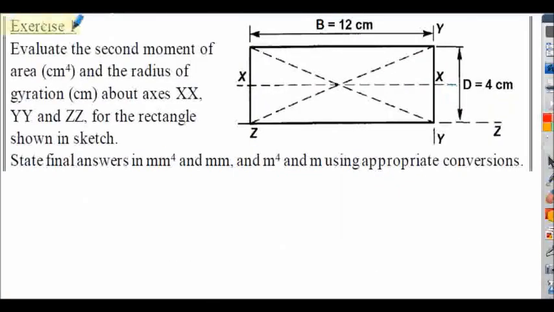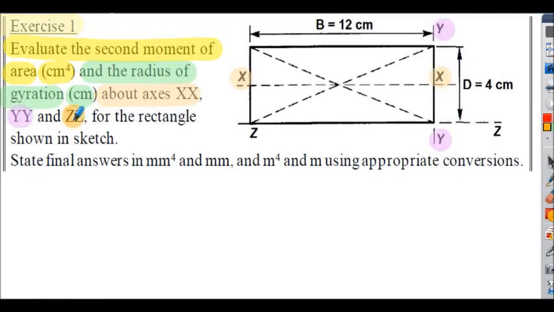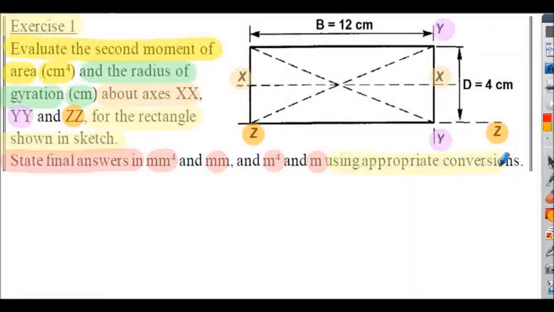Let's consider exercise 1. We're asked to evaluate the second area moment in centimetres to the 4 and the radius of gyration in centimetres about axes xx, shown here, the centroidal axis, yy, shown here on the right hand side vertical end, and zz, the base, for this rectangle shown in the sketch. Note we also have to state final answers in millimetres to the 4 and millimetres for the second area moment and the radius of gyration respectively, and also in metres to the 4 and metres. And we've got to use appropriate conversions. We'll use unity brackets to undertake these conversions.